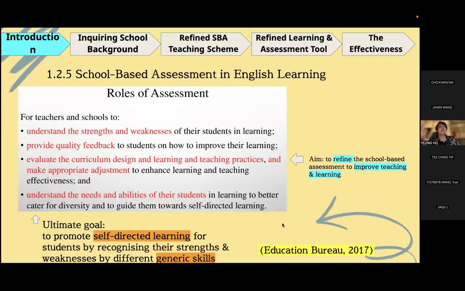And for the roles of assessment, actually our ultimate goal is to promote self-directed learning for students by recognizing their strengths and weaknesses in different generic skills. And our aim is to refine the school-based assessment to improve teaching and learning.